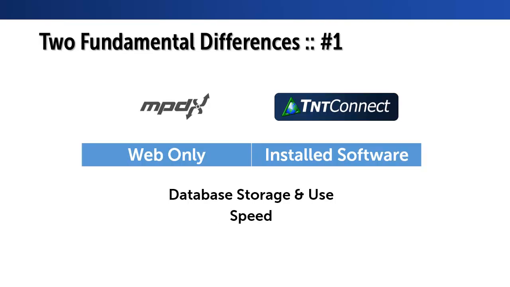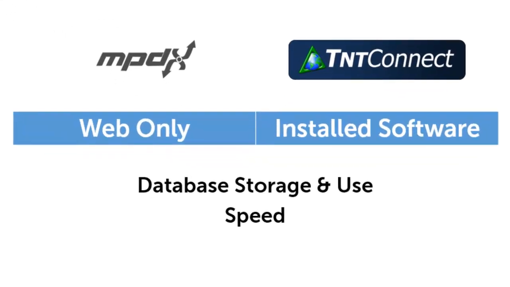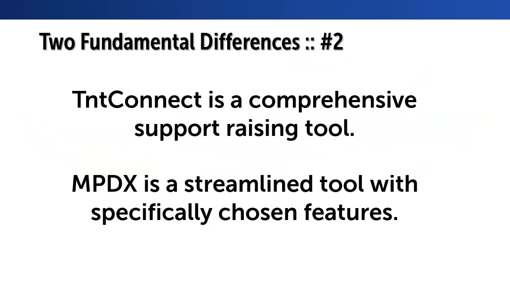Now, there are two fundamental differences between these two tools that underlie everything about them. The first is that MPDX is a web-only software. TntConnect, as it is now called, is an installed software, and this affects the database storage, how and when you can use it, and the speed of the tool. The second fundamental difference is that TntConnect is a comprehensive support raising tool, while MPDX by design is a streamlined tool with specifically chosen features delivered over the web. And by design, it's intended not to be compatible with any other software, including TNT.